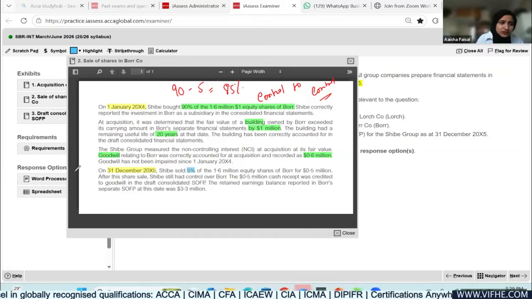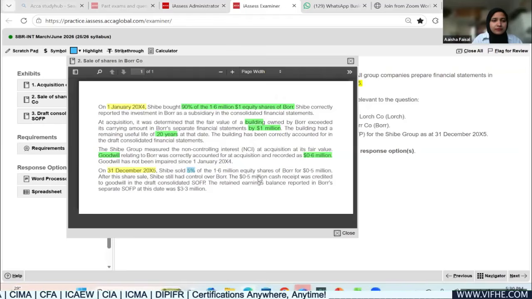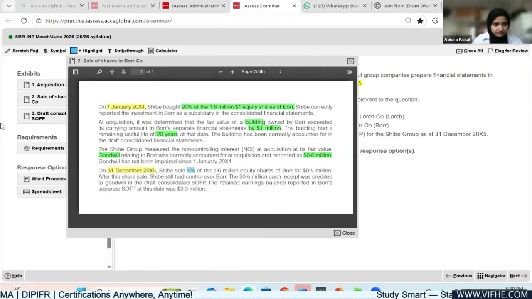So now that I understood this, I'll put up a format for this. This is a control to control scenario. They're saying Shibe sold 5% for 0.5 million. So this is the cash in that's come.